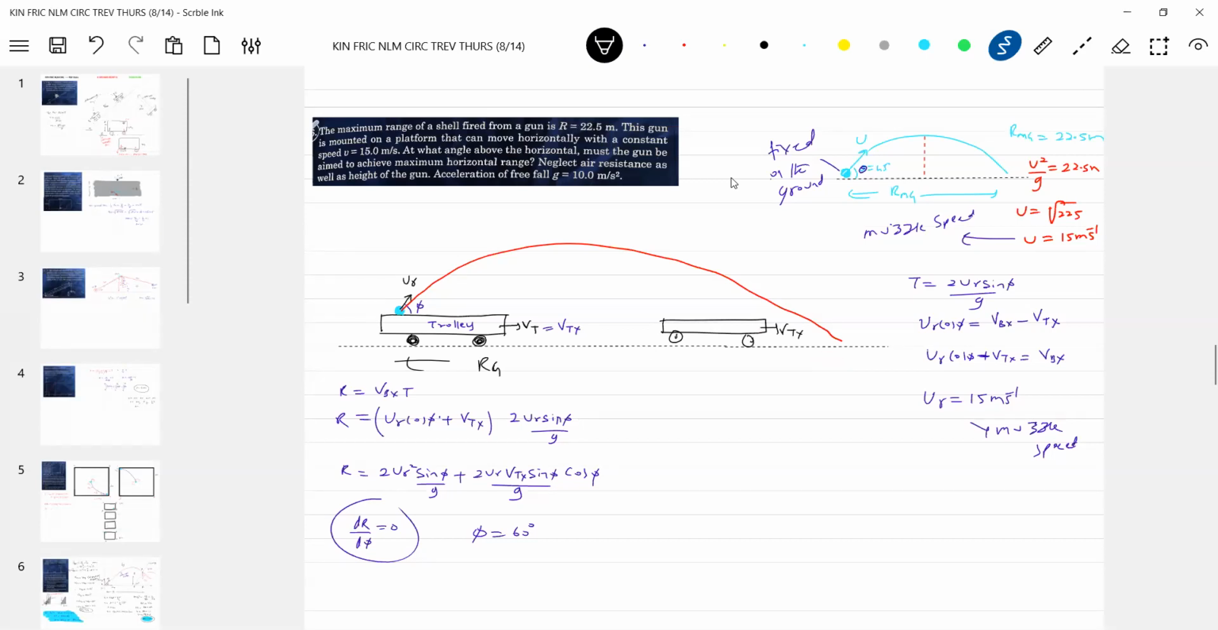Okay, this is the range that is being asked. So this has to be maximum. So what is that R? R is this particular thing. This has to be maximized.